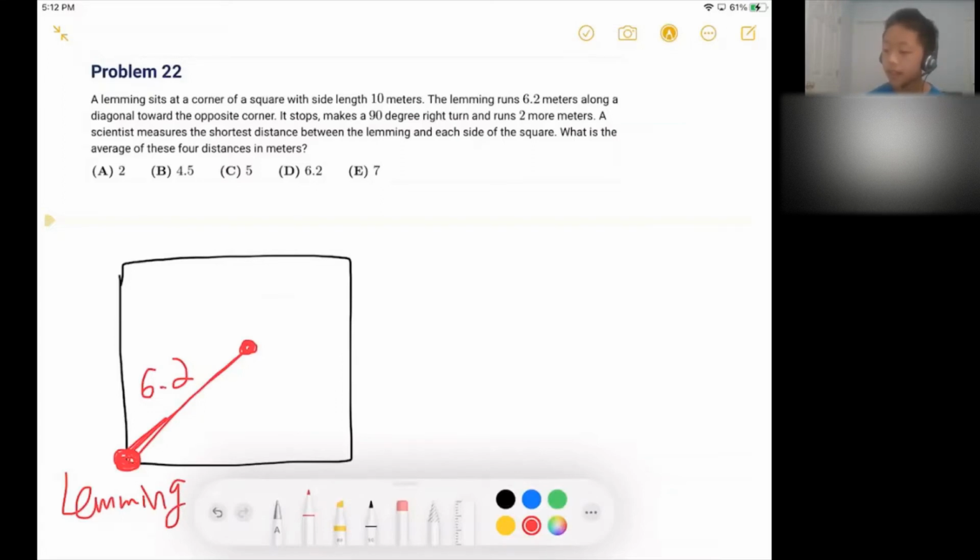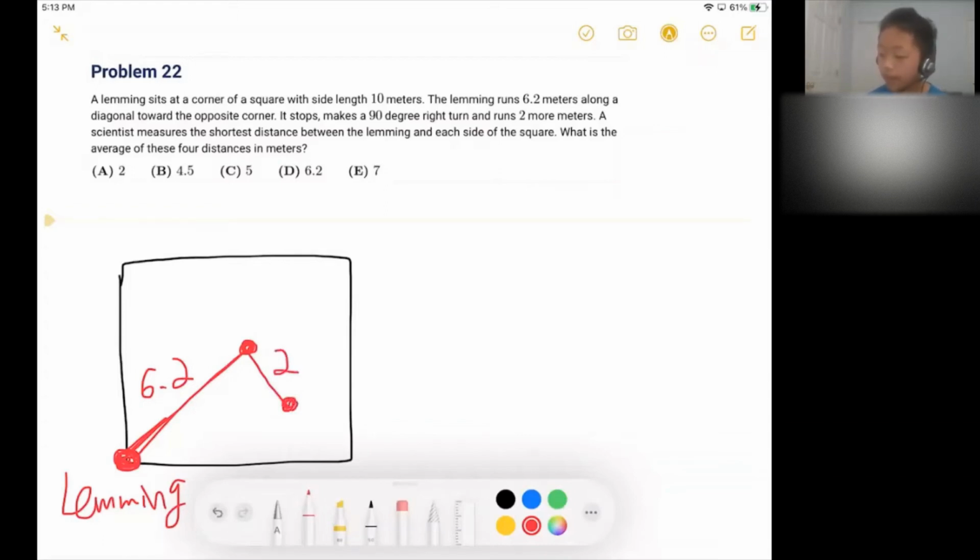Then it stops, makes a 90-degree right turn, and runs 2 more meters. So it's going this way, and then it turns 90 degrees to the right. So it's going to go this way now, and run 2 more meters. Maybe it comes over here. So 2 more meters, right?